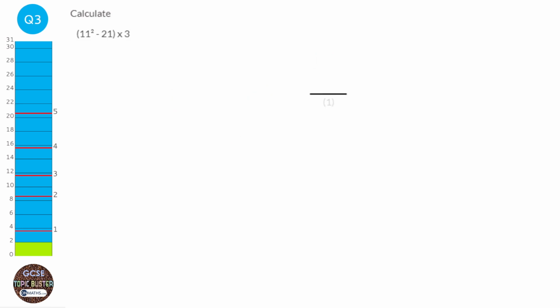For this question, we're going to have to remember BIDMAS or BODMAS. So we're going to first of all look and see if we've got any brackets. Well, we do. We've got the 11 squared minus 21 in brackets. So we're going to be looking at that bit first. Inside the brackets, though, we don't have any brackets, but we do have an indice. We've got that 11 squared, so we're going to deal with that first. So 11 squared is 121.